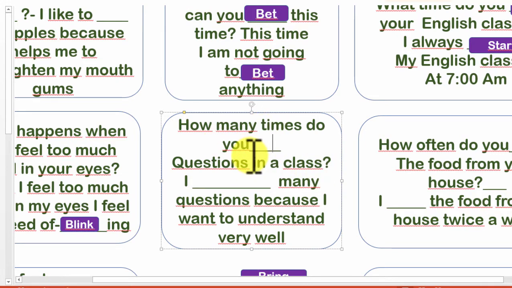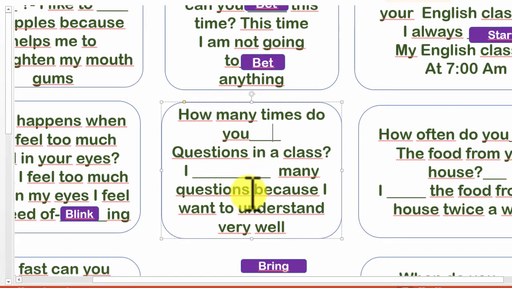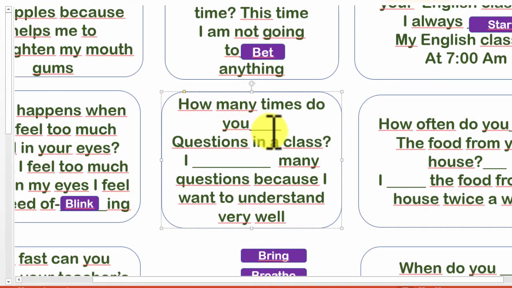Now, how many times do you ask questions in a class? I ask many questions because I want to understand very well. Entonces sería cuántas veces tú preguntas en una clase. Yo muchas, recuerden que many es muchas, many questions because, porque, recuerden la pronunciación con because y questions. I want to understand very well. Yo quiero entender muy bien.